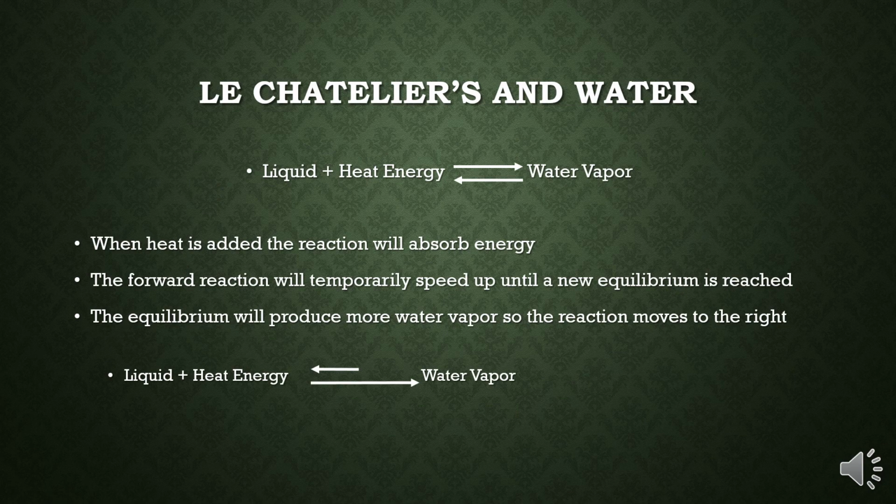So, for example, we're going to use this water. So liquid plus heat energy goes to water vapor. When heat is added, your reaction absorbs more energy. You have more heat, can react with more liquid, and this will temporarily speed up that forward reaction, that liquid plus heat going to water vapor, until a new equilibrium is reached. The equilibrium will produce more water vapor, so the reaction moves to the right, we say. It's because you added heat, now you have more products. You're making more products, so we draw the arrows like this.